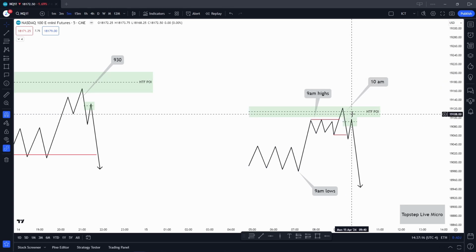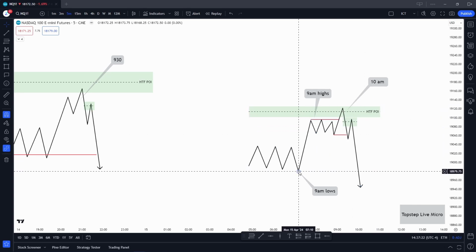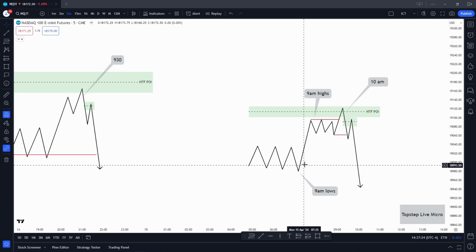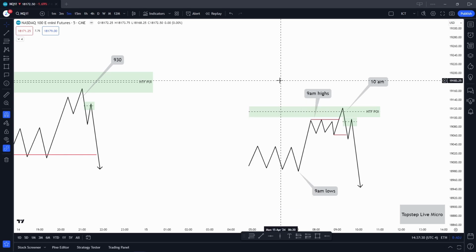So again, you take the trade: market structure shift, fair value gap, after entering into a higher time frame POI, and we take 9 a.m. lows. So from 9 a.m. high to 9 a.m. low. That is the two models that you need to be profitable in trading.